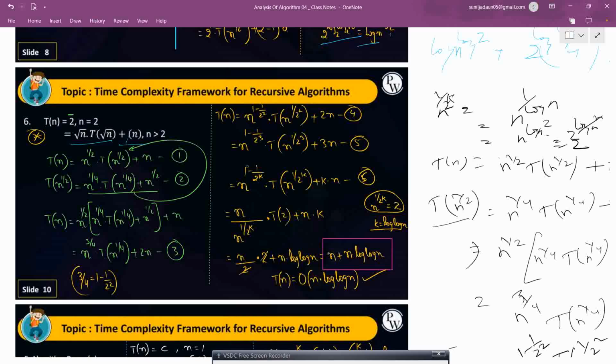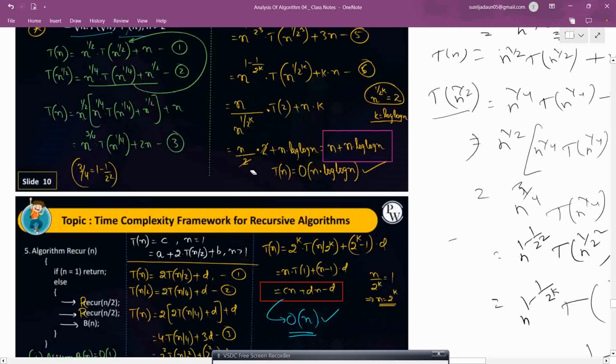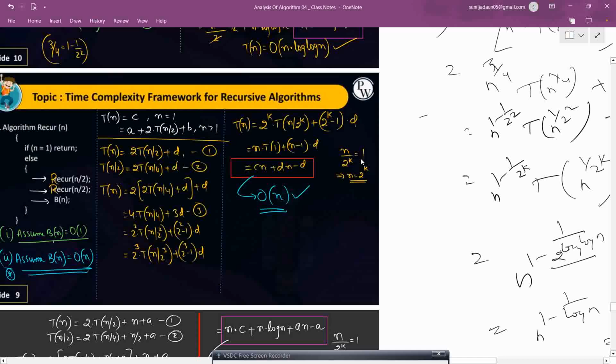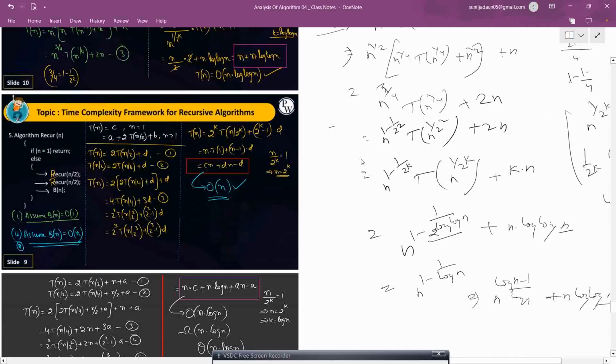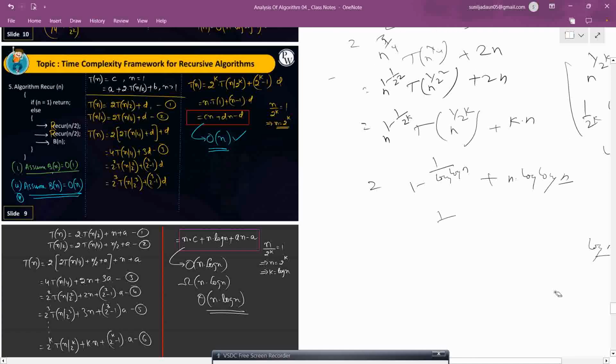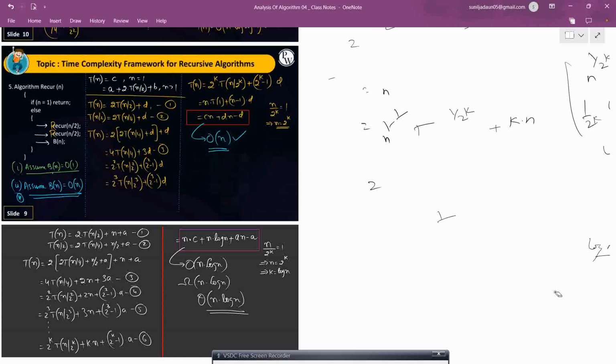So n plus n dot log n. So this is the time complexity, right? N dot log n. I think I was right there also. So this is the case, I think.